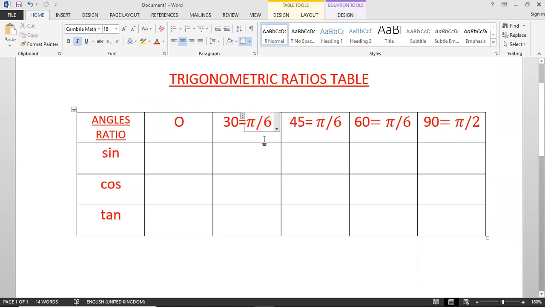values in radians as well. In radians, 30 degrees equals pi by 6, 45 degrees equals pi by 4, 60 degrees equals pi by 3 and 90 degrees equals pi by 2.